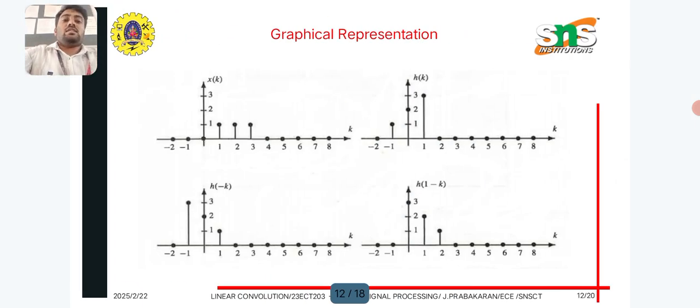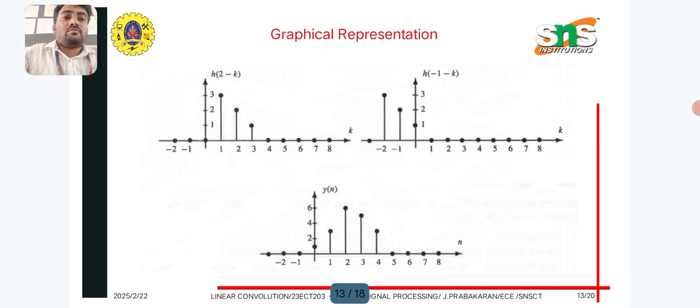This is the graphical representation of the signals. The input signal x of n is represented as x of k in terms of k. h of k is the graphical representation of h of n in terms of index k. h of minus k is the folded version of h of k, and h of 1 minus k is the version shifted by one unit from h of minus k. Similarly, this is h of 2 minus k.